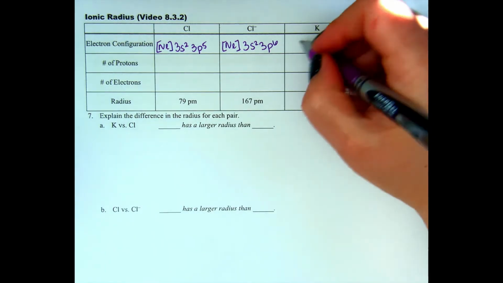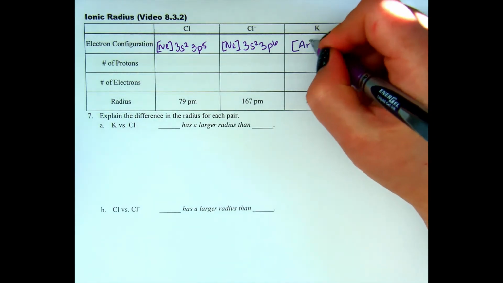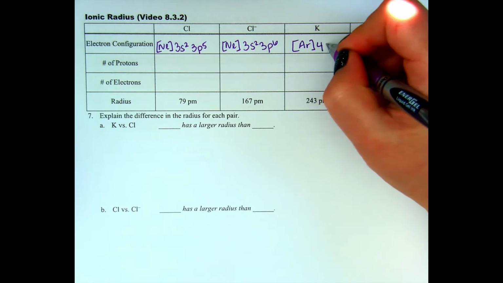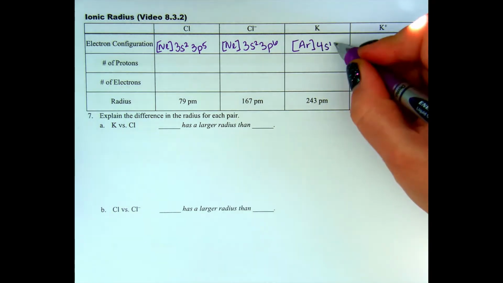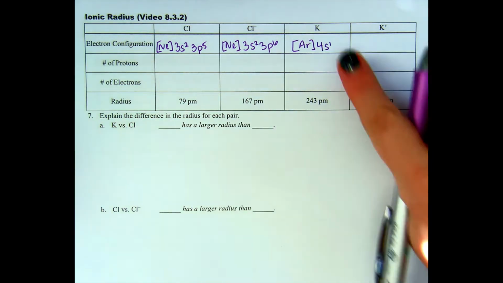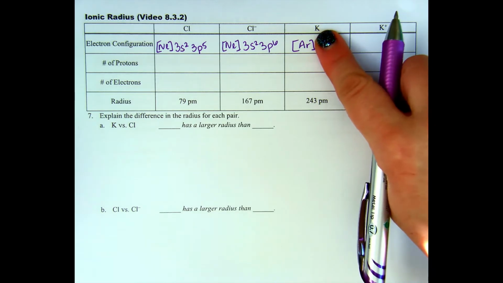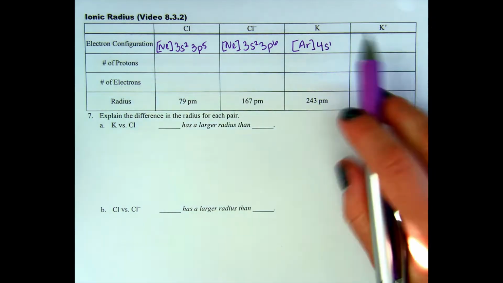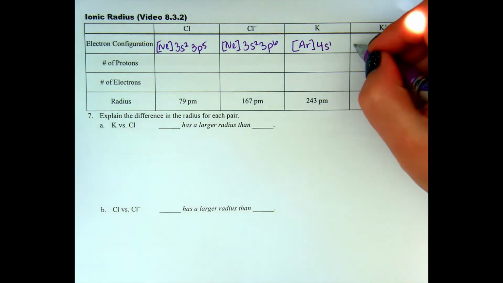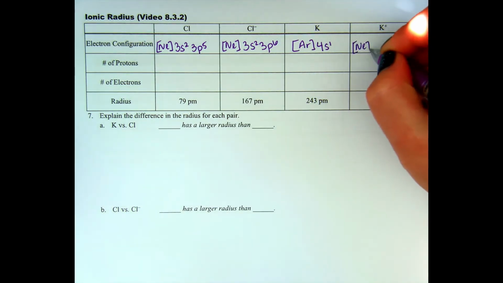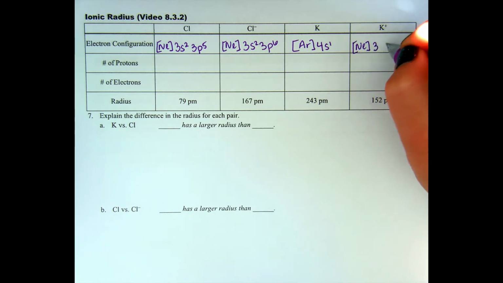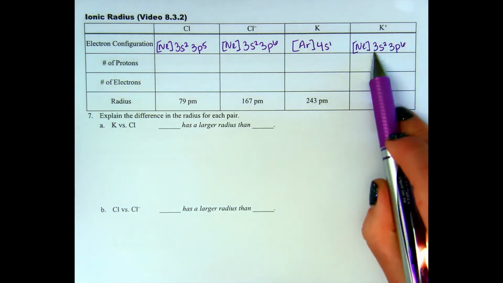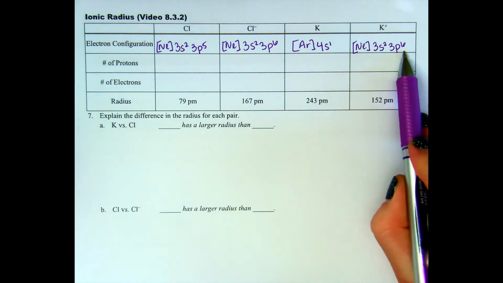Okay, so for potassium, our electron configuration is argon, and then 4s1. Now K plus means you've lost this electron. Now important to note here, don't just simply take this away and write argon, because it's not going to tell you anything about where the electrons are located, and you're going to want to see that. So instead, this is going to be neon, 3s2, 3p6, which is the electron configuration of argon, but again, this should be expanded out so you can see it.